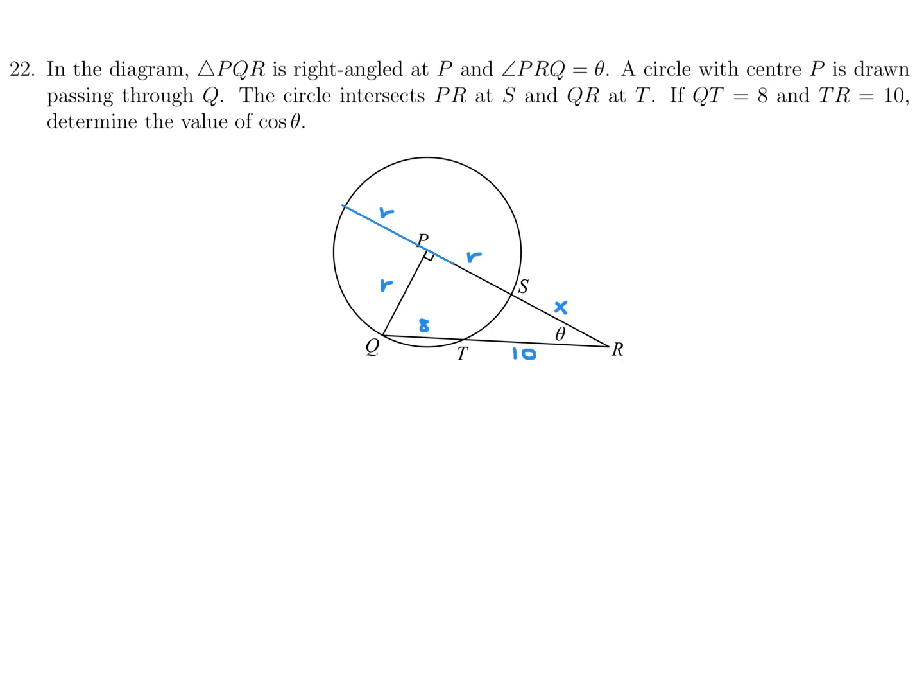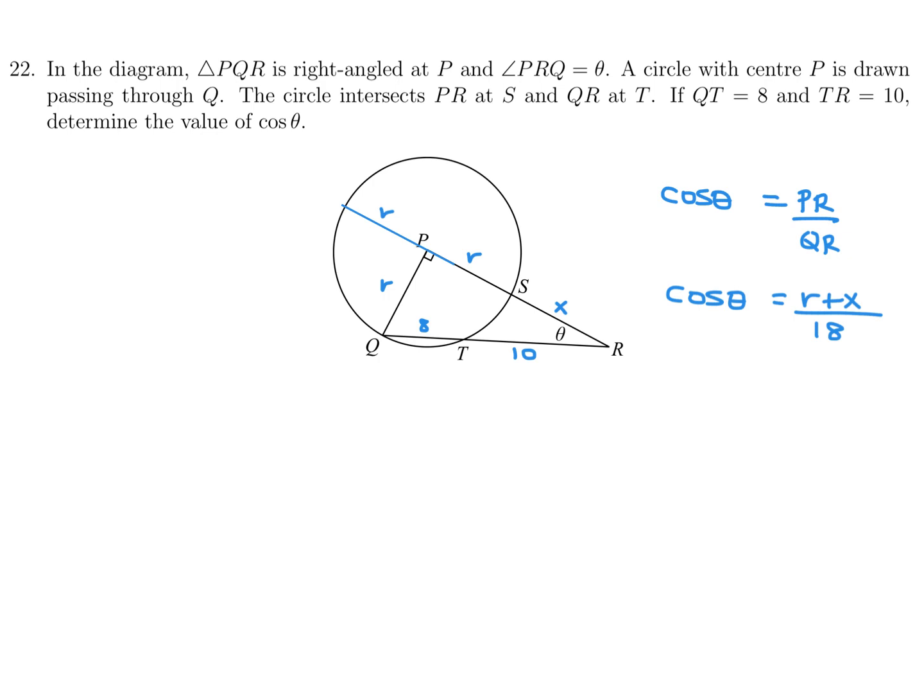Okay, that's pretty good. And therefore, cos of theta would be PR over QR. And according to what I've labeled, PR is r plus x, where r is the radius, and QR is 18. Okay, so I guess we have to figure out the values of r and x.